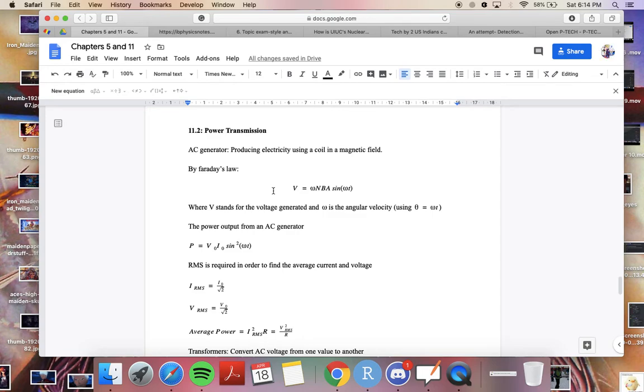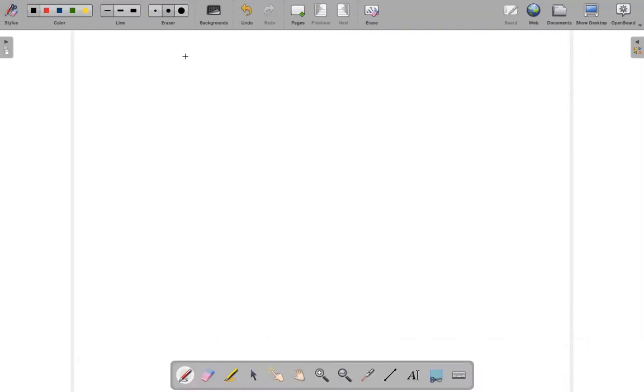Now, by Faraday's law, the voltage generated by an AC generator can be given by this equation over here. But let's see how we get to that equation. So we have Faraday's law. First let's define our equation for flux. We said that our flux is given by NBA cos theta, or let's take it as BA cos theta.